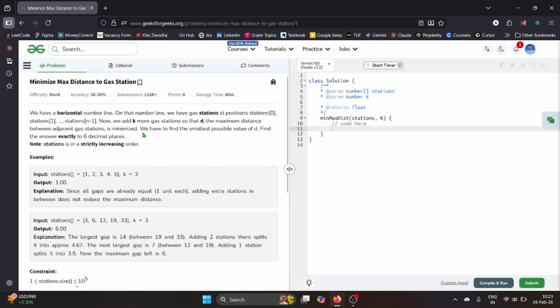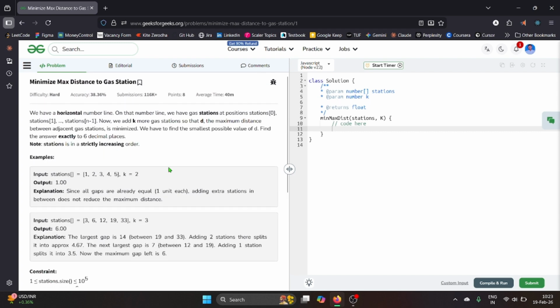Next, the question says we have to find the smallest possible value of d. That smallest possible value of d will be the minimum possible maximum distance after placing the k gas stations. Find the exact answer up to six decimal places. That is the constraint of the question. Keynote: the stations are in strictly increasing order. That means the stations will be in sorted order.